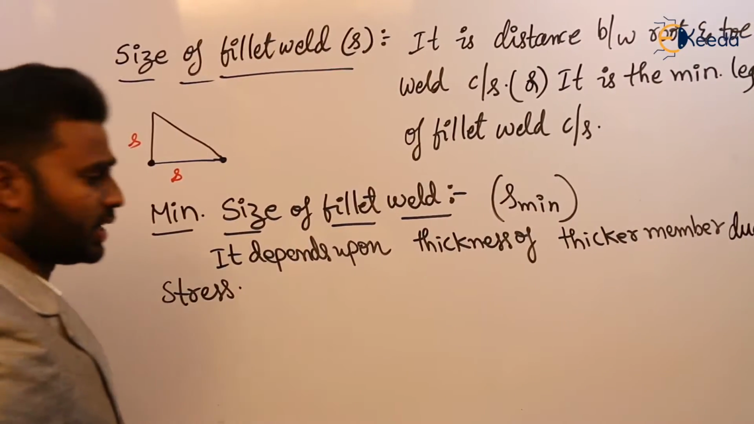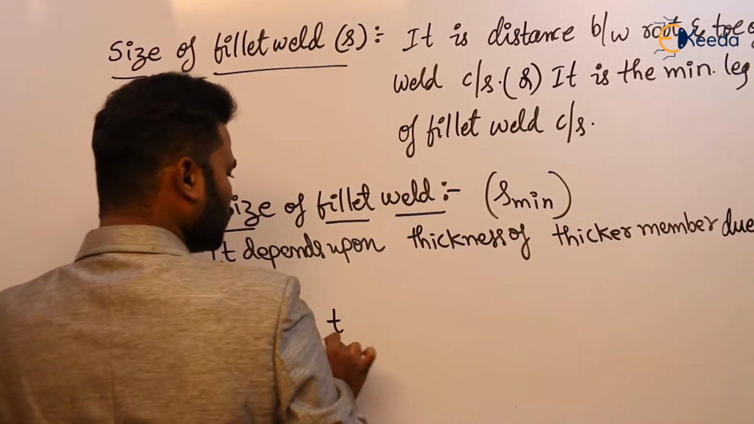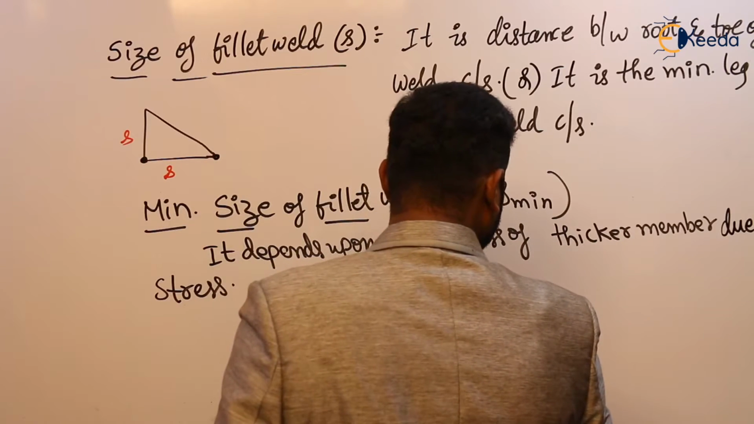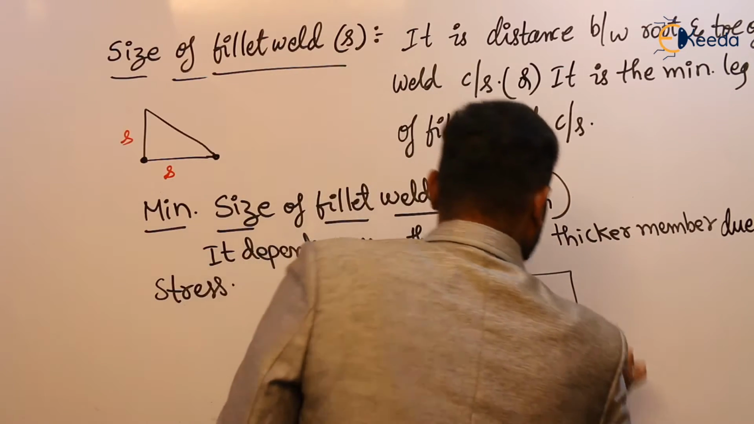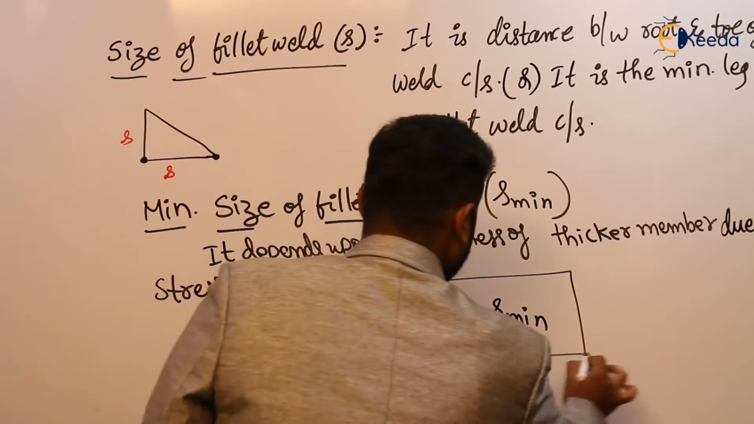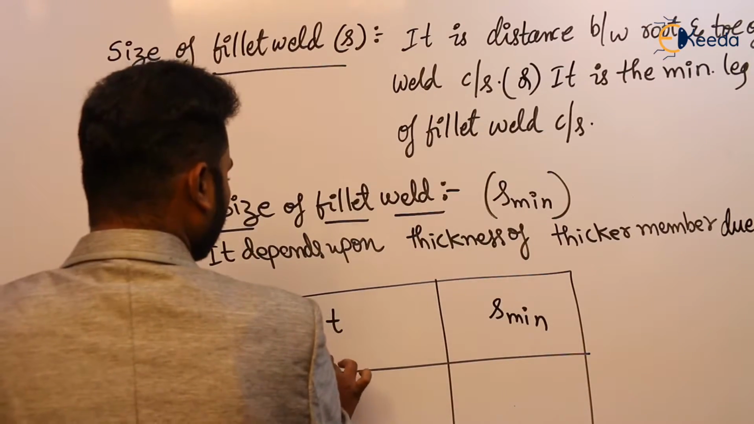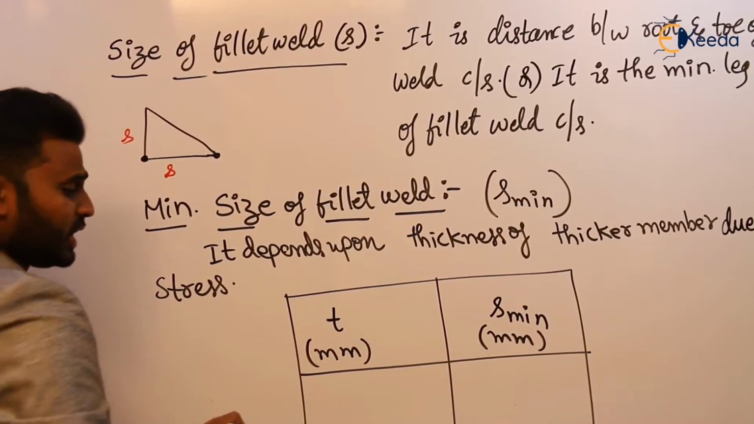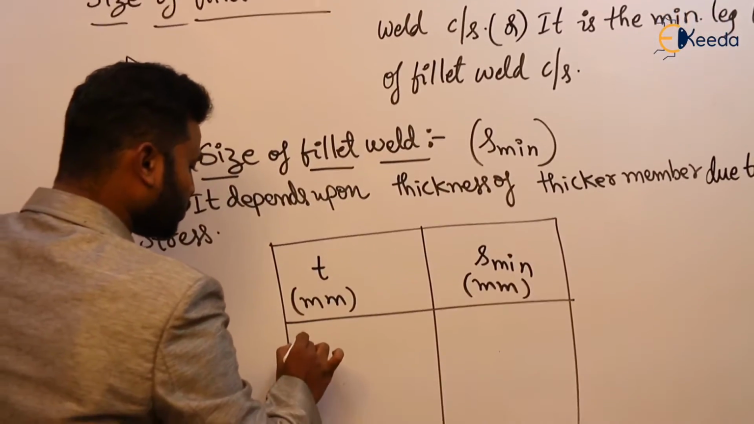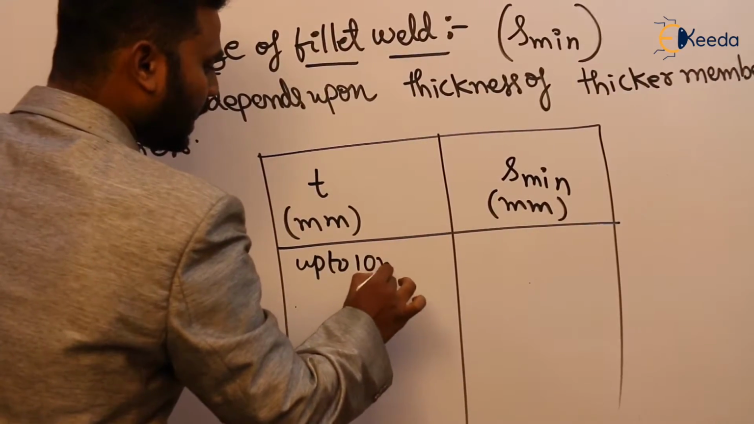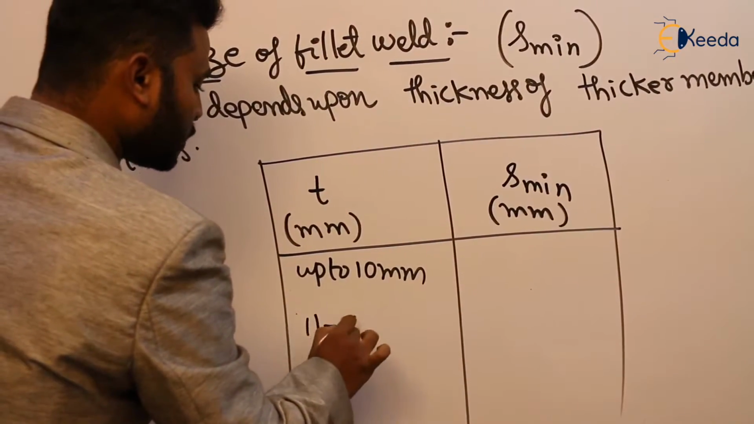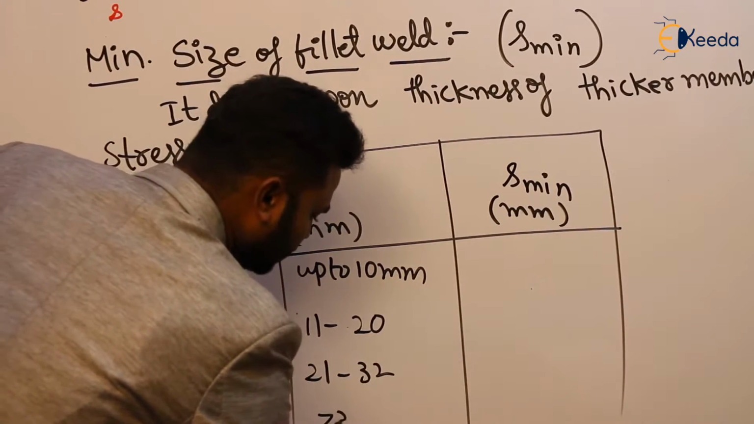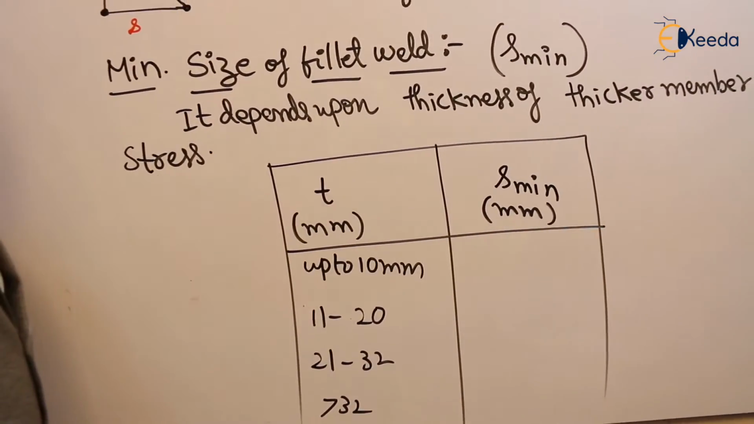Now let us see the provisions regarding this T. What is meant by T? T is the thickness of the thicker member, and then S minimum. All are in mm here. So this thickness is in mm and S minimum is also in mm. Now if we see the provisions, the thickness of the thicker member is up to 10 mm, then 11 to 20, then 21 to 32, and then greater than 32. So these are the thicknesses of the thicker member.